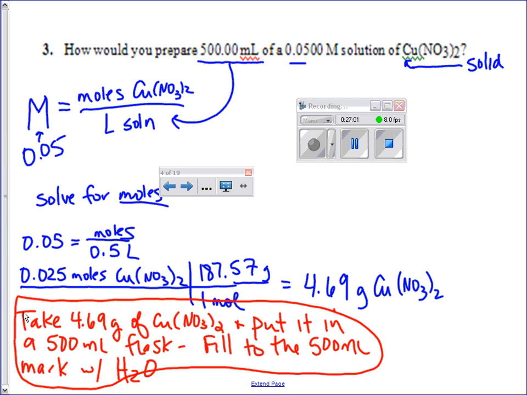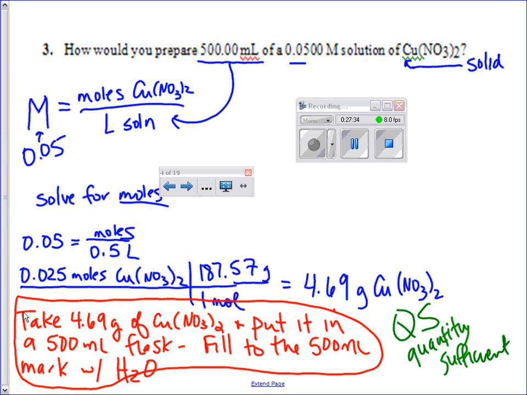Another fancy way to say fill to the line, you can say I'm going to QS it. What does QS mean? Well, there's a Latin word for it, and y'all can look it up because I don't remember, but basically in English, quantity sufficient. So when you say you're QSing, it means you're filling to the line on the flask, because these only measure one volume. Okay, and we use these flasks because they're more accurate than a graduated cylinder. Okay, they're also way more expensive.